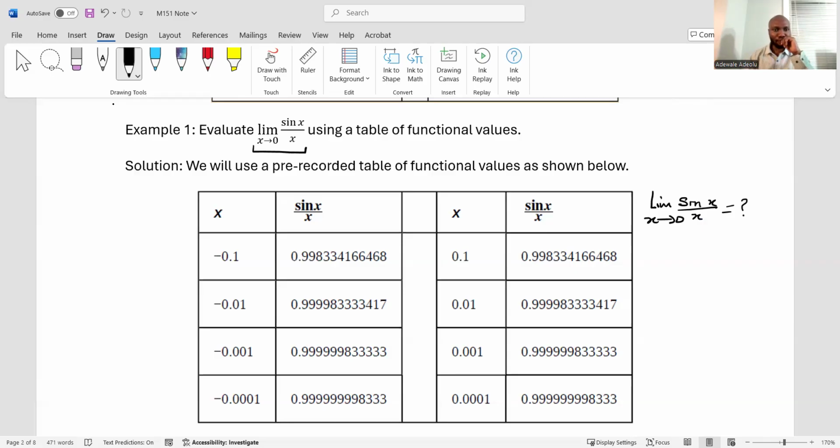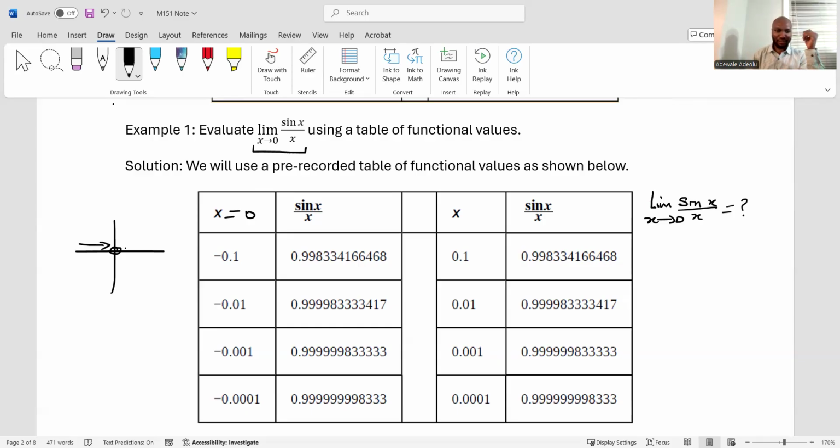Okay, now we will use the first strategy by just evaluating or creating a table of functional values. So our x is 0. So we just subtract 0.1 there. We have minus 0.1, or another way to see it, this is where we have 0. So to the left-hand side, you can have minus 0.1, minus 0.01, minus 0.001, and so on.